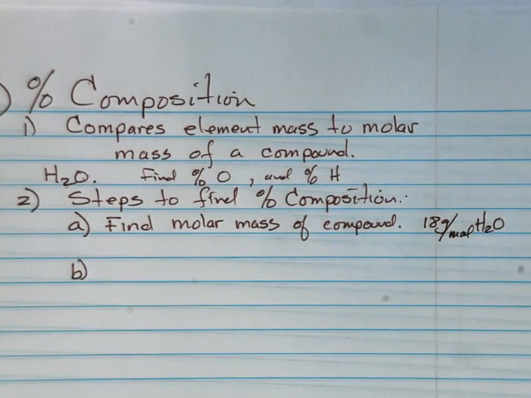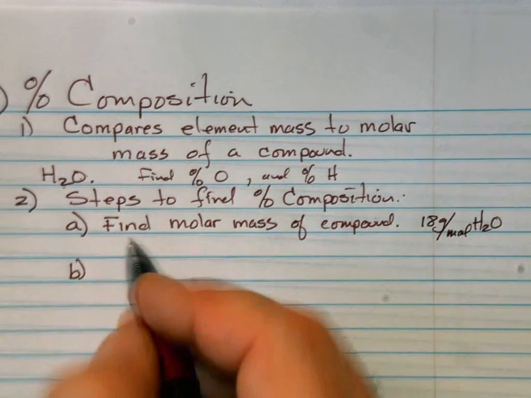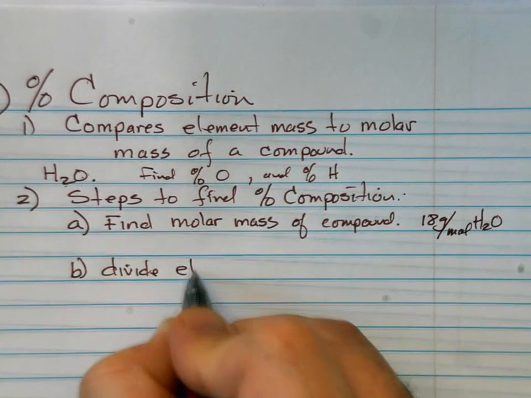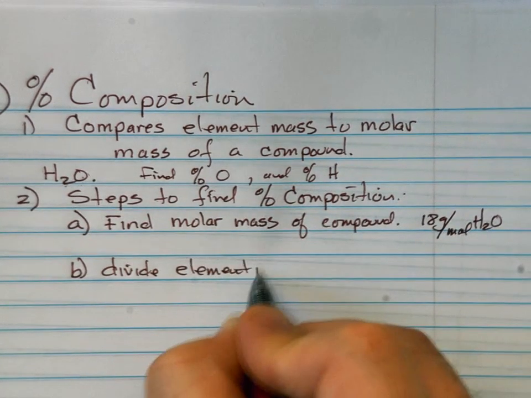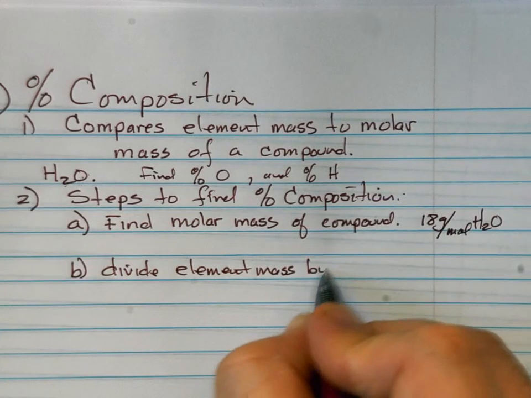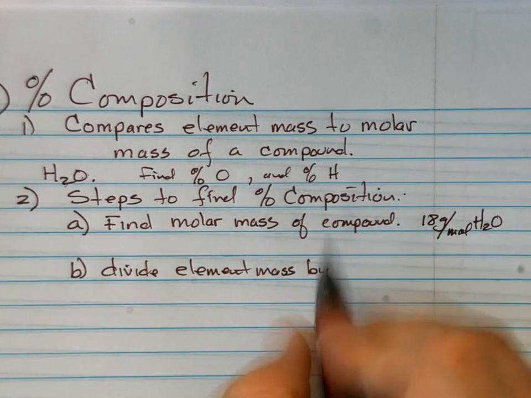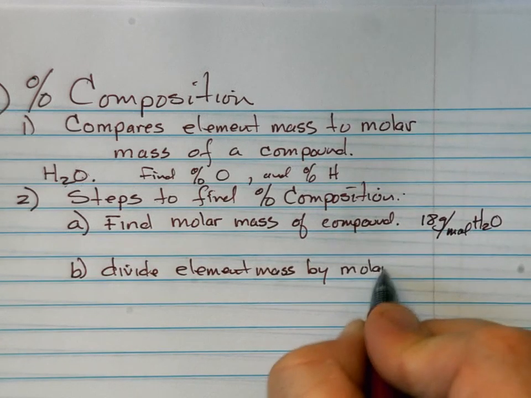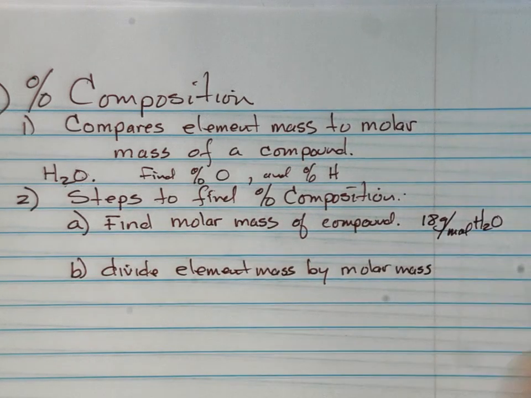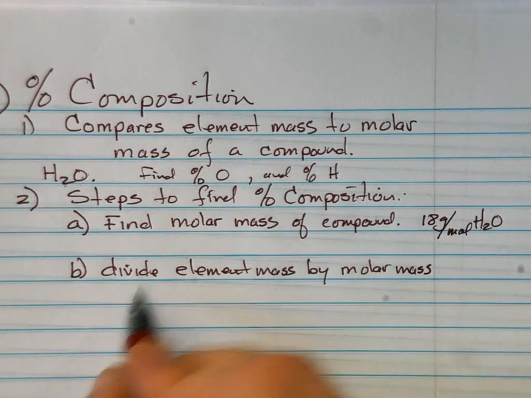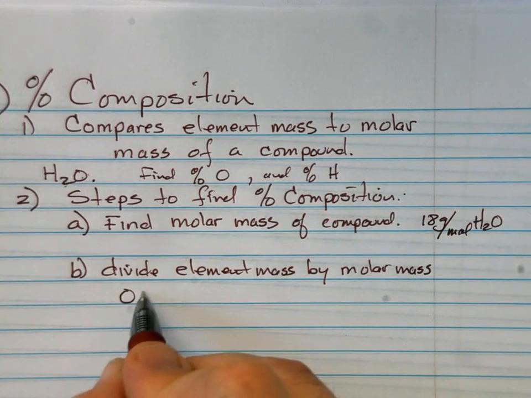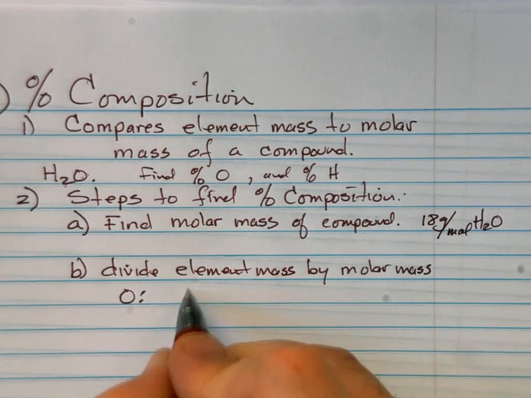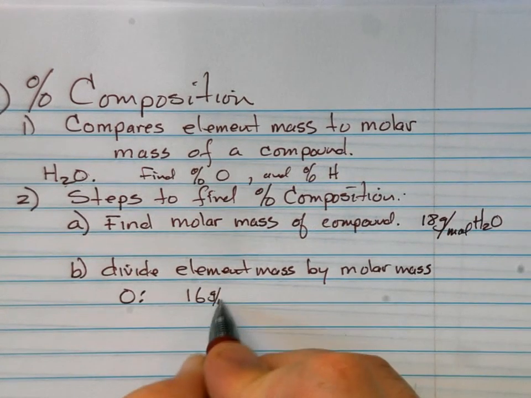we're going to divide the element mass by the compound's mass, or its molar mass. Maybe I'll be consistent: by the molar mass. So let's do oxygen first. How much does oxygen weigh? What's its mass? 16. So oxygen is 16 grams per mole.